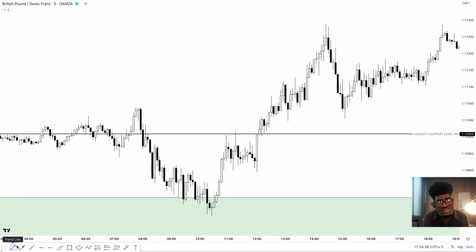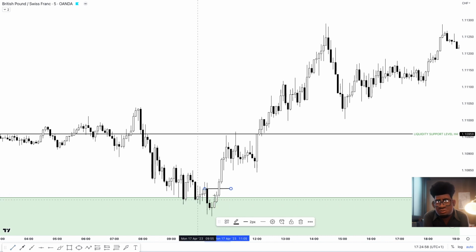I'm waiting for a break of structure. Now, the break of structure, you can see clearly here. Now, for a break of structure in the market, it's telling me that the market on this time frame, on the 5-minute time frame, or whichever time frame you choose to use, I prefer the 5 or the 15-minute for entry. We can see straight away over here, there was a break of structure right here in the market.